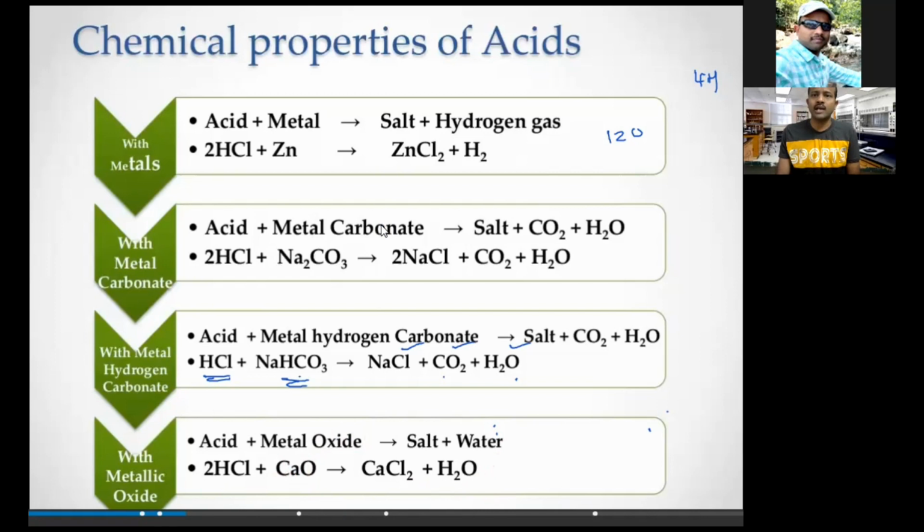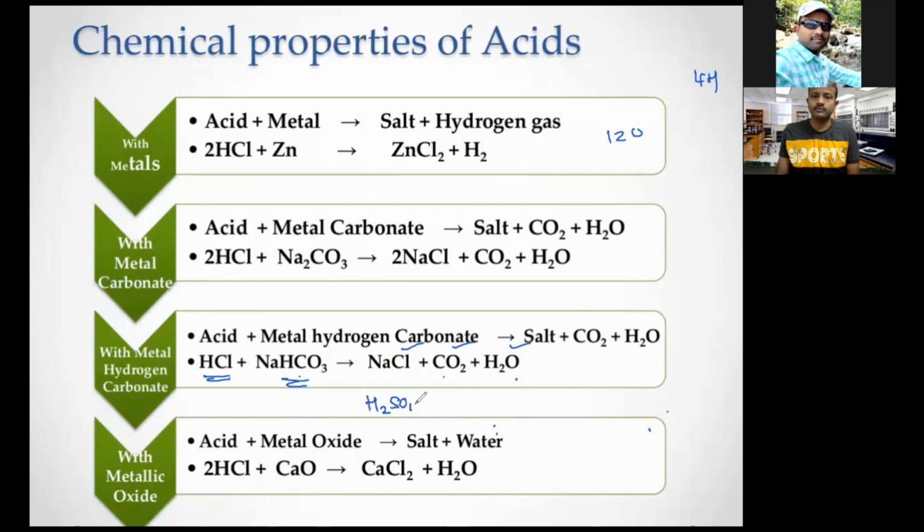Then write some more reactions regarding metal oxides. In the place of HCl, you take H2SO4 and see what is happening here. When H2SO4 reacts with calcium oxide, it will give its corresponding salt, that is calcium sulfate, and it also releases some water. Now see, is it balanced or not? Yes, it is balanced. H2SO4 reacts with calcium oxide to give calcium sulfate and water.